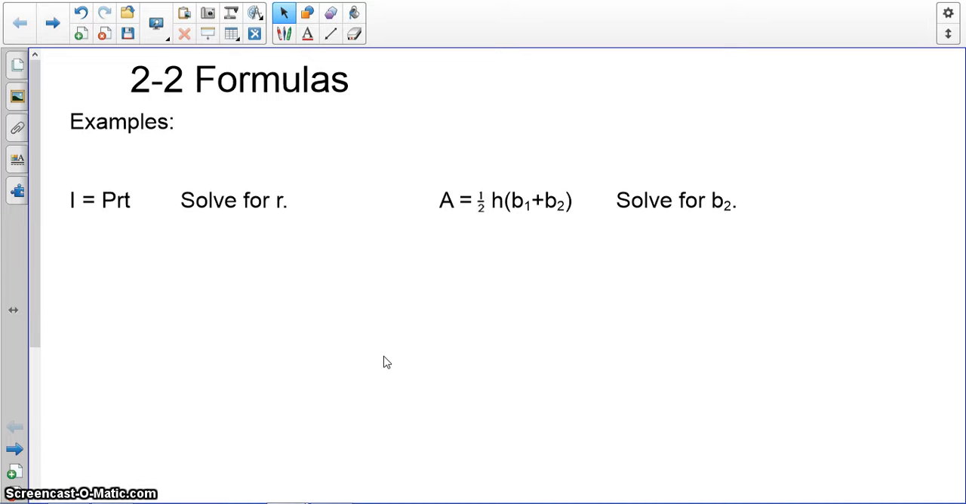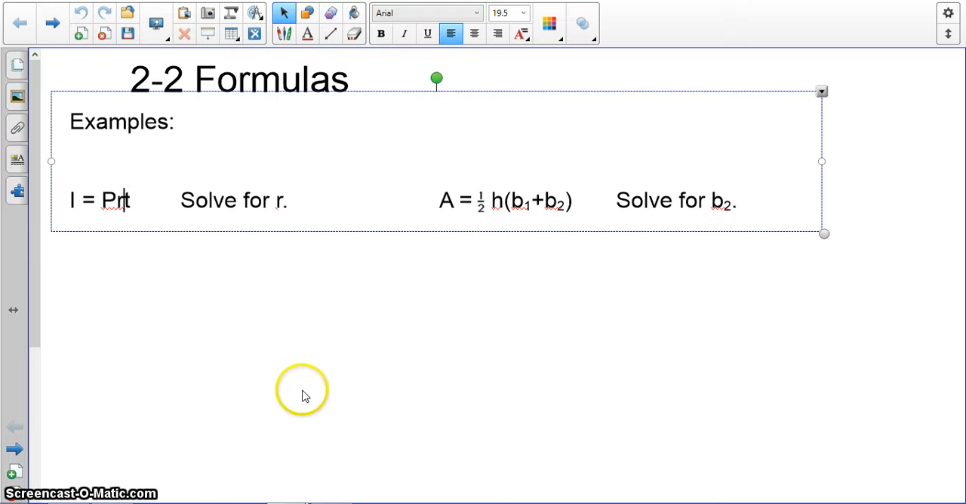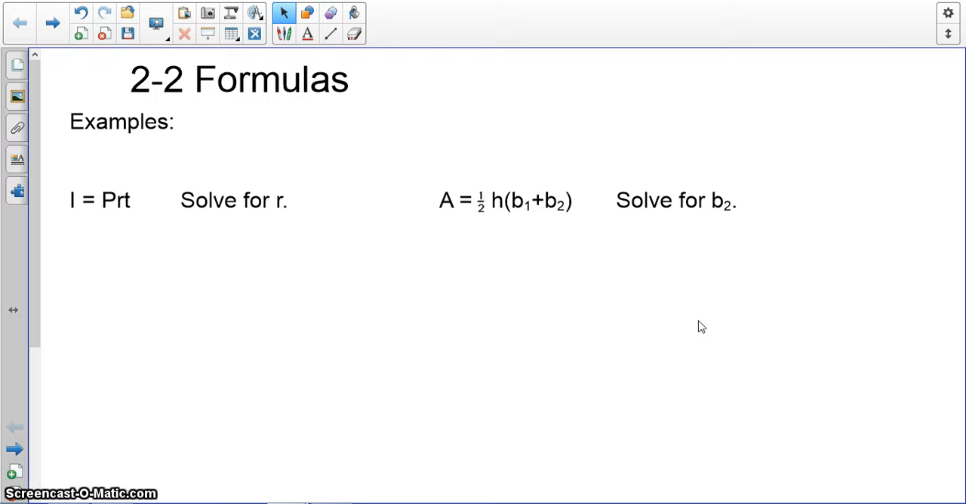Okay, so this is an example of a simple interest formula. I stands for interest, P stands for principal, so it's the amount that was loaned or borrowed or invested, so it's the amount of money. R is the interest rate, like 5% or 7%, and T is time. Let's just solve for R.